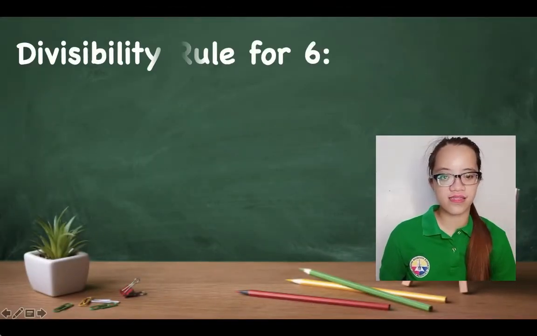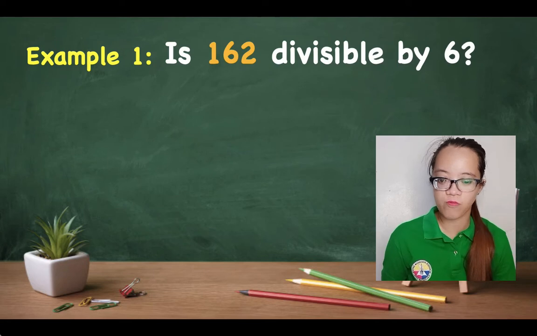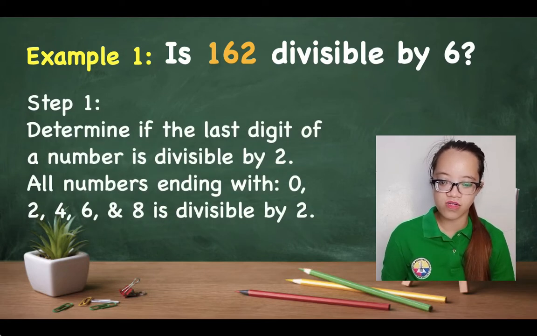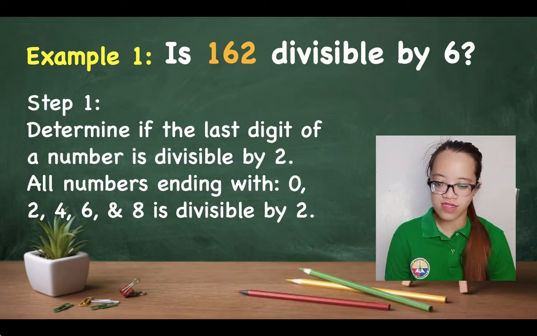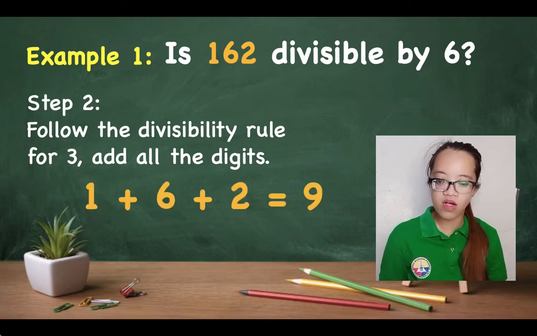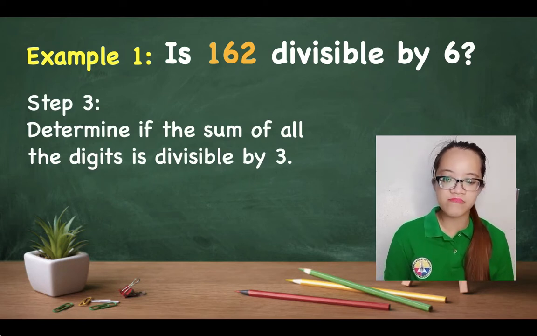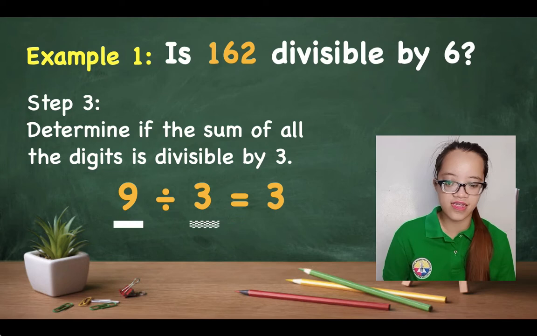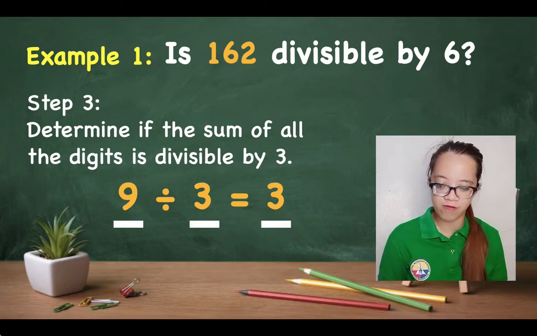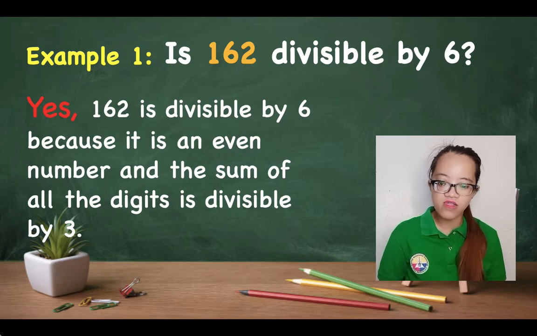Divisibility rule for 6. A number is divisible by 6 if it is divisible by both 2 and 3. Example, is 162 divisible by 6? Step 1. Determine if the last digit of a number is divisible by 2. All numbers ending with 0, 2, 4, 6, and 8 are divisible by 2. Step 2. Follow the divisibility rule for 3. Add all the digits. 1 plus 6 plus 2 equals 9. Step 3. Determine if the sum of all the digits is divisible by 3. 9 divided by 3 equals 3.